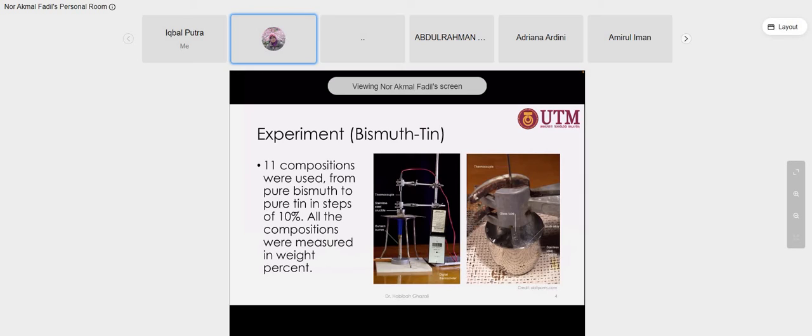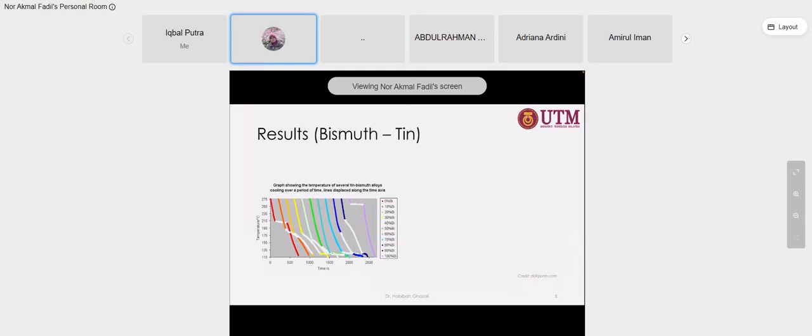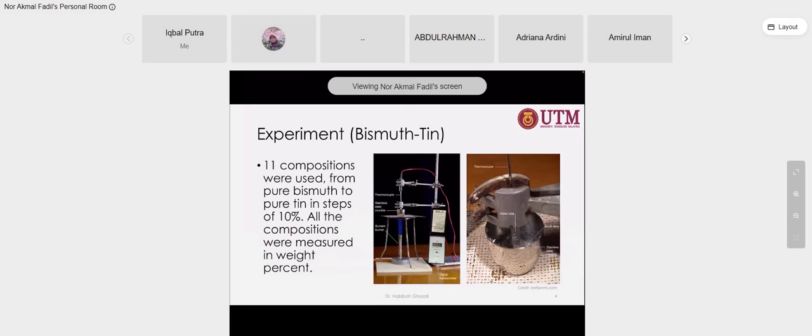For the experiment, how did they come up with this kind of eutectic reaction? 11 compositions were used to construct the phase diagram, from pure bismuth to pure tin in steps of 10%, where all the compositions were measured in weight percentage. So the increment by 10% is a weight percentage. We write it like this.